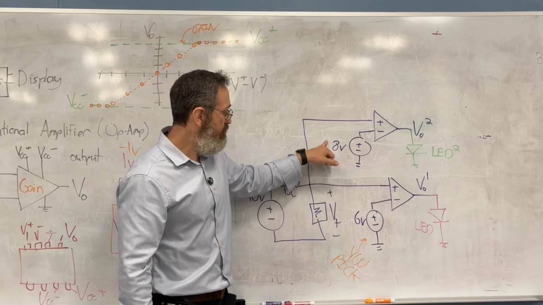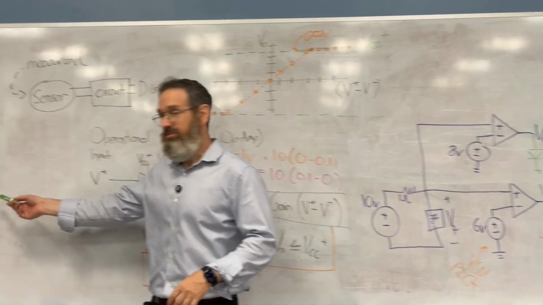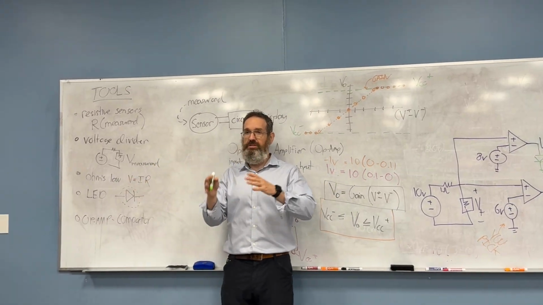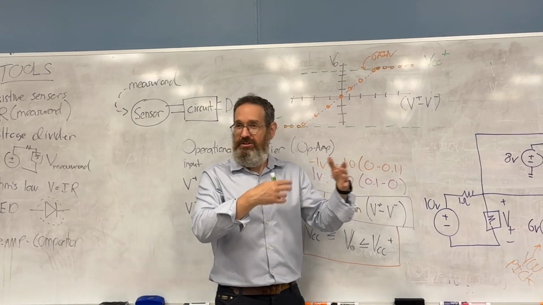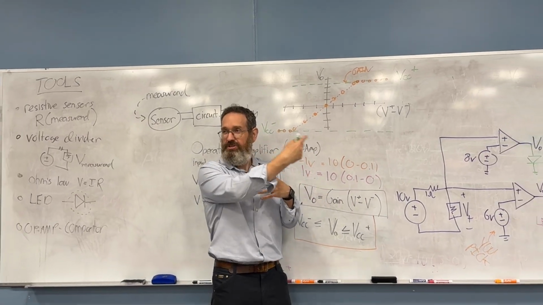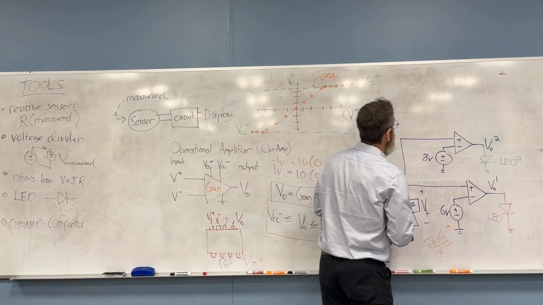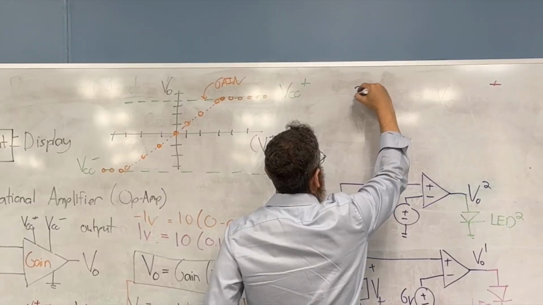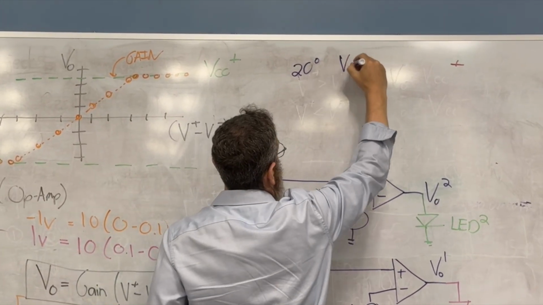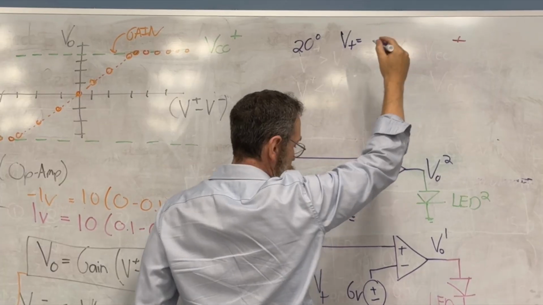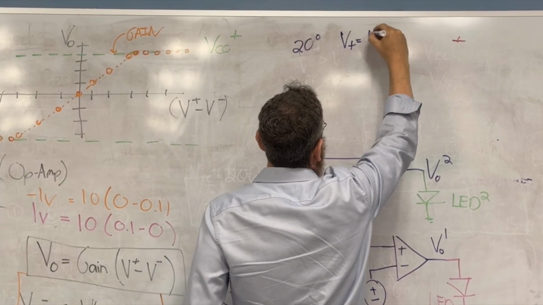Now, how do you know which values there are? Well, that's the same math we've done before. That's the equation for the sensor, and then you have the equation for the circuit. You can figure out that at 20 degrees, we're going to use values. I don't know if these are the same values. I'm just using new values.